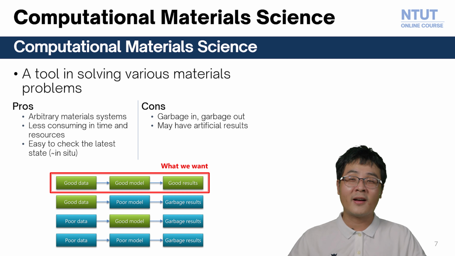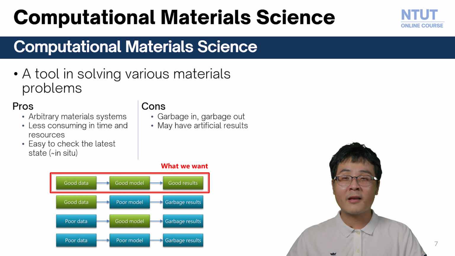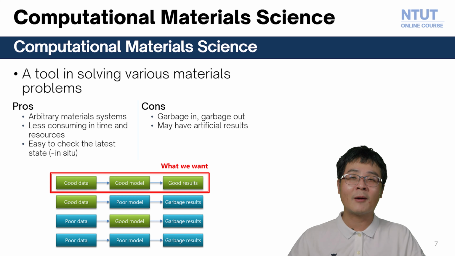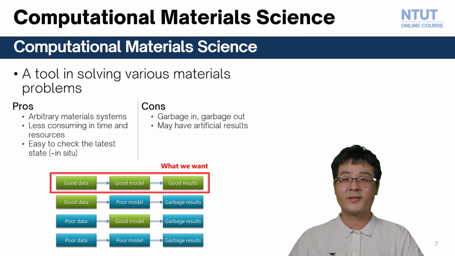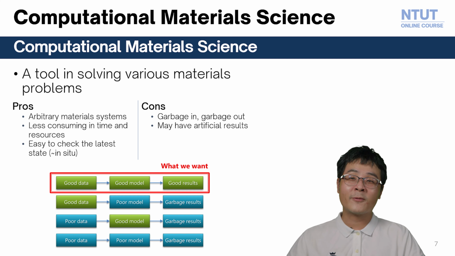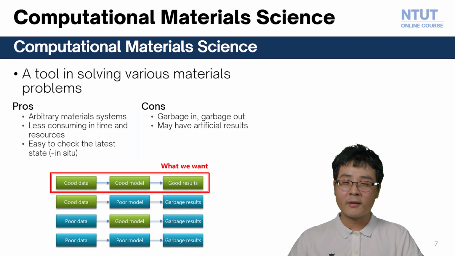So as for the research in computational material science, what we want is to make sure your data is good enough, your model is good enough, and your result is good enough. So if you meet a poor model or poor data, please try to correct it, we have to fix it during the calculation.